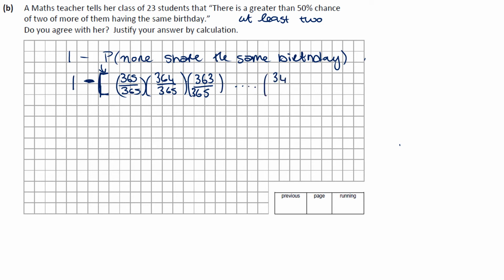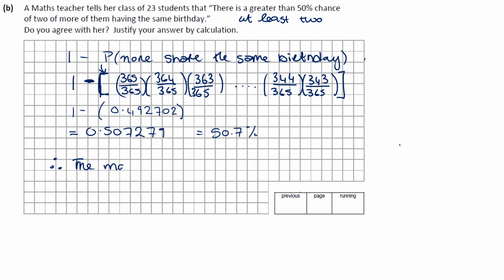So we have 344 over 365, and 343 over 365. So that's the probability that they all have different birthdays. And when you work that out, it works out as 0.492702, and that works out as 0.507279, which is about 50.7%. So was the teacher correct? Is there a greater than 50% chance of two or more of them having the same birthday? And yes, therefore the maths teacher is correct.